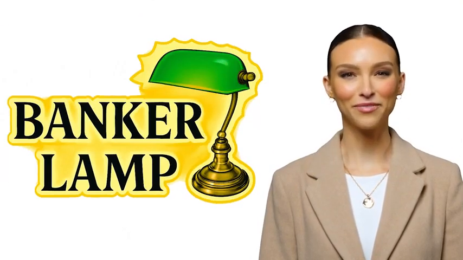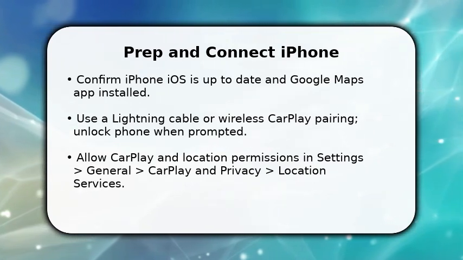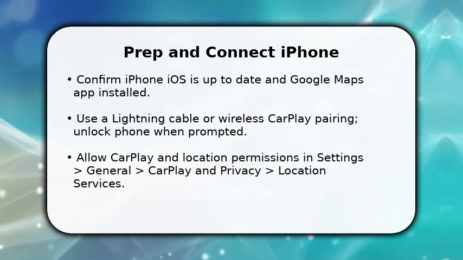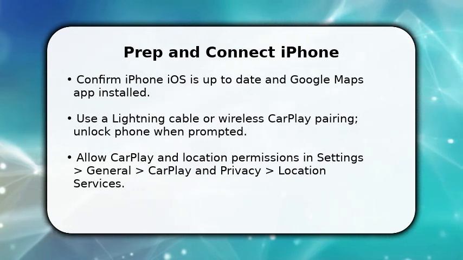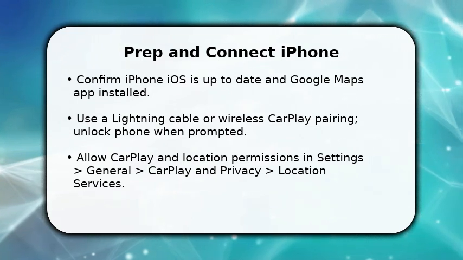Please enjoy the video. You start by preparing your phone, update iOS and install Google Maps, because newer versions fix compatibility and safety issues. Next, plug in a lightning cable or enable wireless CarPlay in the car. You need to accept the CarPlay prompt on the iPhone so it appears on the head unit.